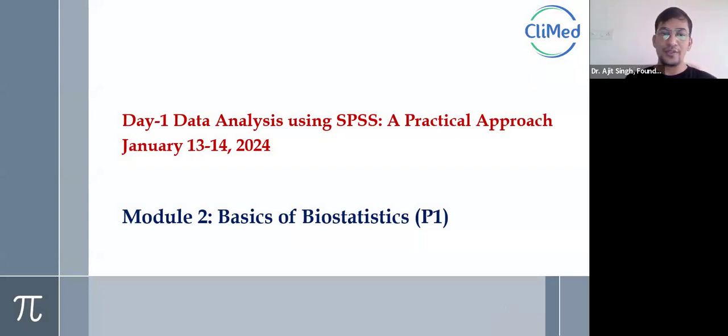So today we are starting with the problem. Today is our day one, and we are starting this data analysis using SPSS, a practical approach. First we will discuss the basics of biostatistics, and then we'll go back to module one, which is SPSS installation. And what is SPSS? That is very simple. I'll tell you later, how to download it, how to use it, and all. Everything will be discussed there.